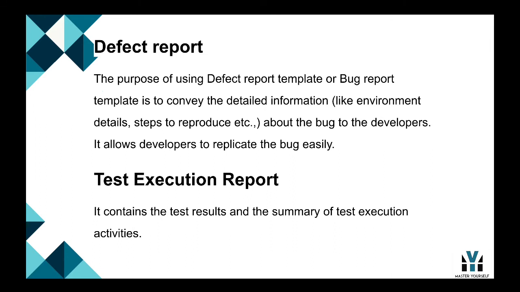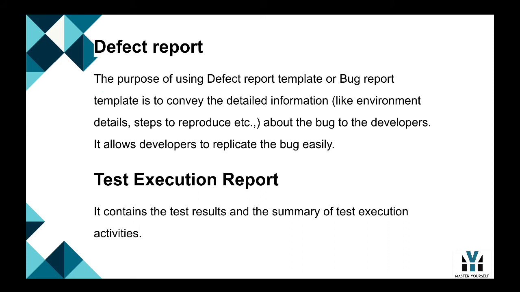Defect report. The purpose of using defect report template or bug report template is to convey the detailed information like environment details, steps to reproduce, etc. about the bug to the developers. It allows developers to replicate the bug easily.